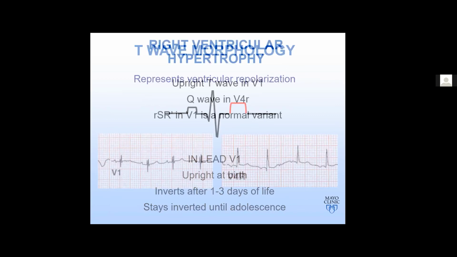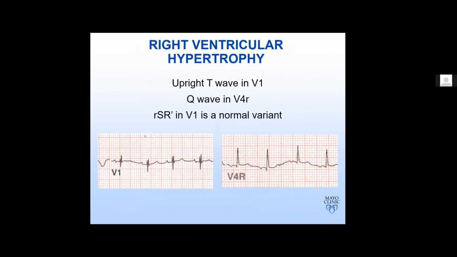So this is a patient, for example, that has right ventricular hypertrophy. You might say the R waves are not really that big here in V1. But if you notice that there's an RSR prime with a bigger R prime than an R, there's an upright T wave, and there's a Q wave more than one box deep in lead V3R or V4R, this patient definitely has right ventricular hypertrophy and actually had pulmonary stenosis, even though there's not massive R voltages in lead V1.